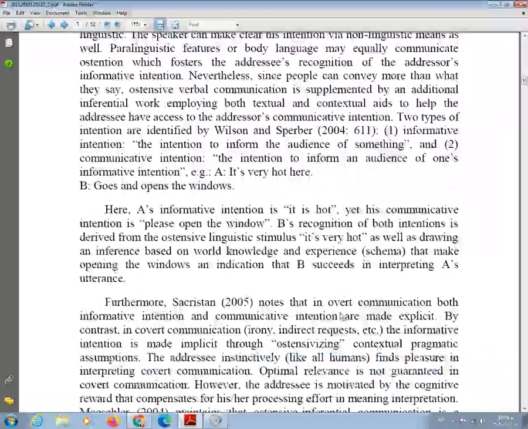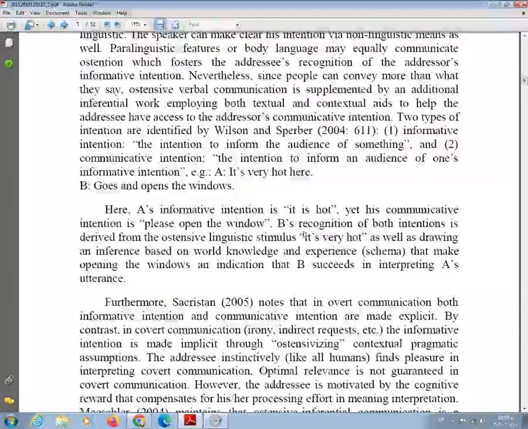For example, here we have an example. If A says, for example, look at this. A's informative intention is it's hot. Okay, when you say it's hot, if A says it's very hot here, and B goes and opens the window, what happens here is that A doesn't only inform B that it's hot. It's not an informative intention. It's a communicative intention. What's this communicative intention? It is please open the window.